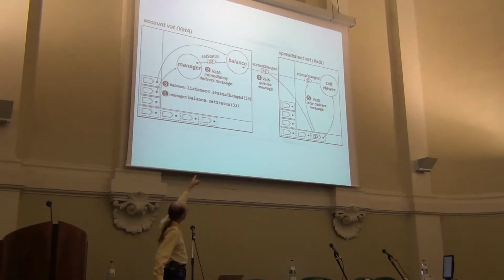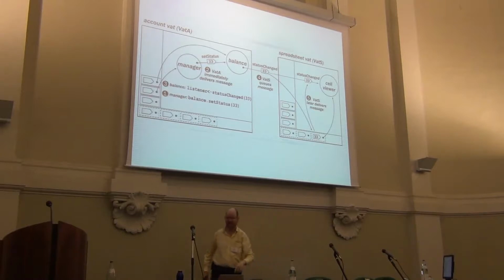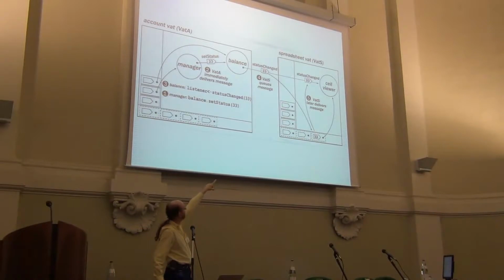So it eventually sends a message to a listener which is living in another vat. And that queues it here on a queue. And then eventually, after some number of turns of execution in that vat, that message is sent and delivered to the spreadsheet, which then updates its display. So that's pretty much the way things work in general.